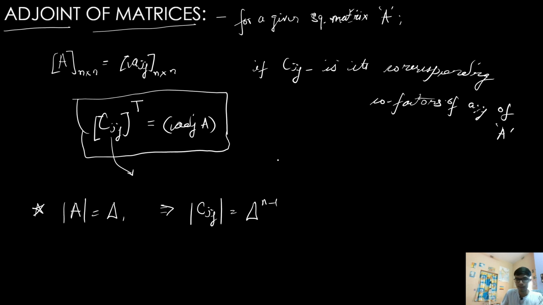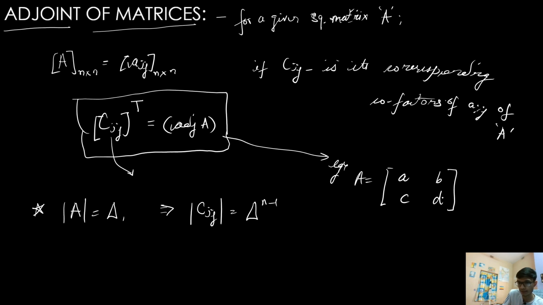Now if I ask how to calculate this, you might already be familiar. For example, take a 2 cross 2 matrix, where the elements are a, b, c and d. If I ask you to calculate the adjoint, you will take these elements and calculate their cofactors, and after forming the cofactor matrix, you will take the transpose. Okay, so let us try to check on that.